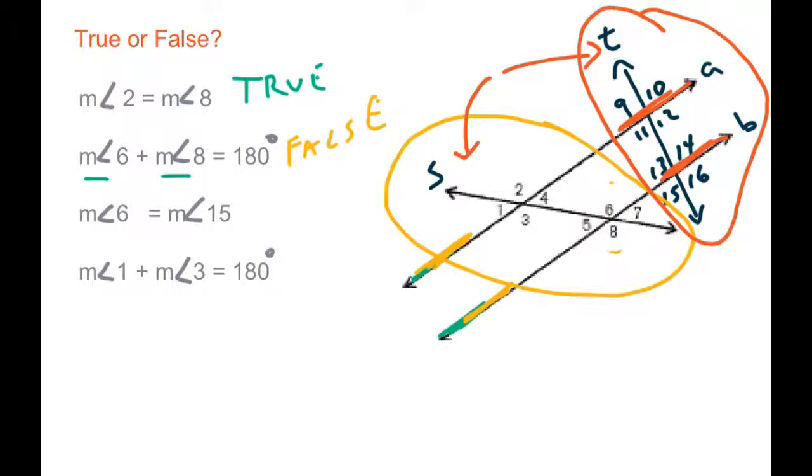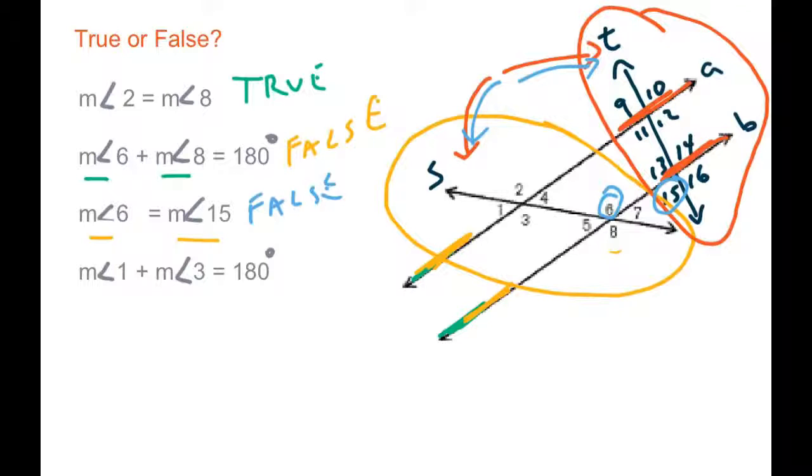All right, next one. The measure of angle 6 equals the measure of angle 15. Well, let's see. Here's 6. 15's over here. And like I said, these angles over here don't have anything to do with these angles over here. So I can't look at any kind of relationship like that. So I'm going to say false.